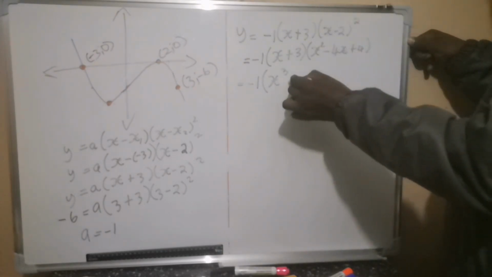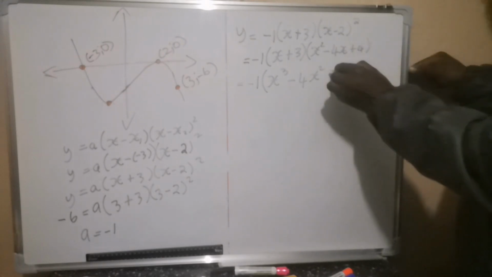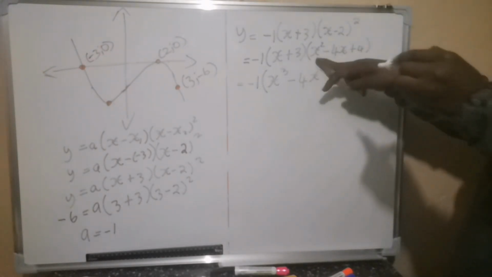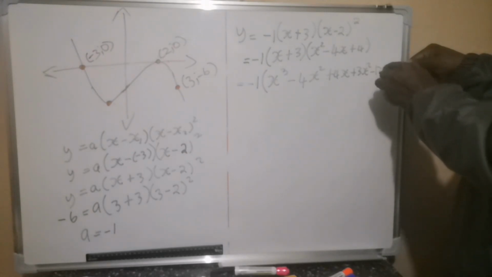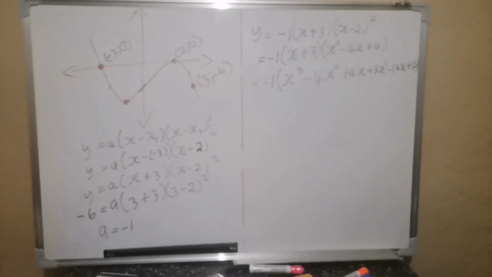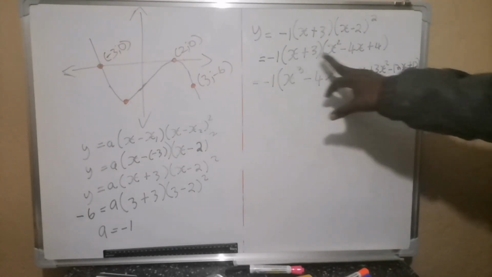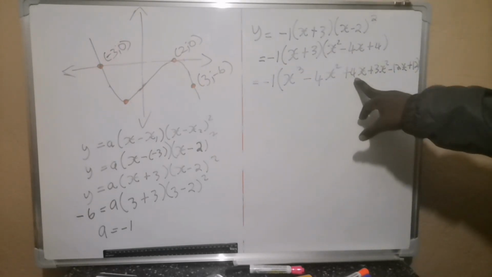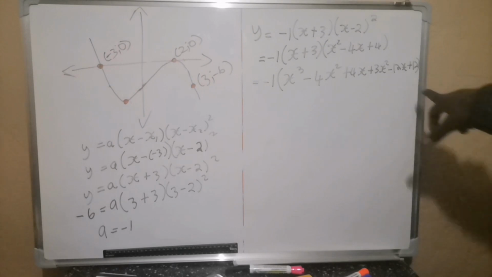x times x squared is x cubed, x times negative 4x is negative 4x squared, x times positive 4 is positive 4x, 3 times x squared is positive 3x squared, 3 times negative 4x is negative 12x, then 3 times positive 4 is positive 12. That is a constant. That's how I got it.